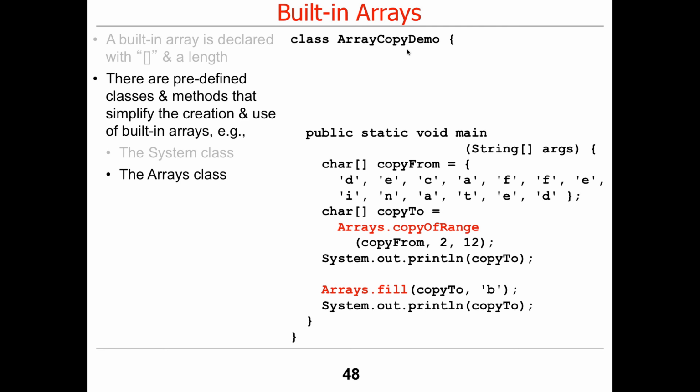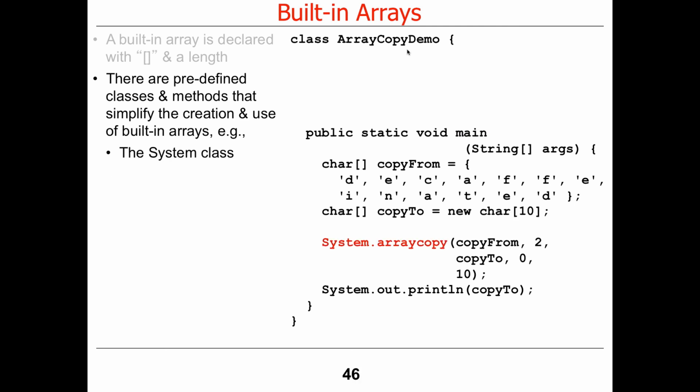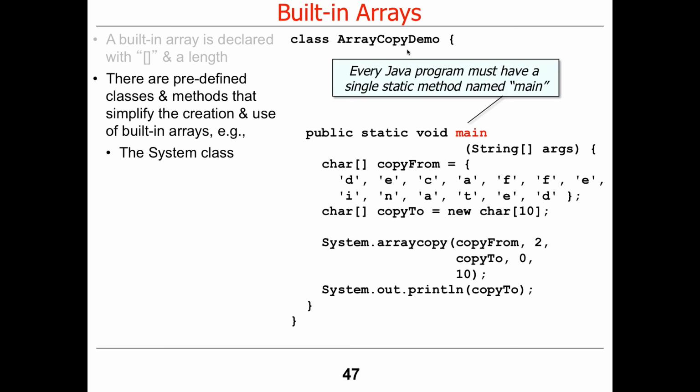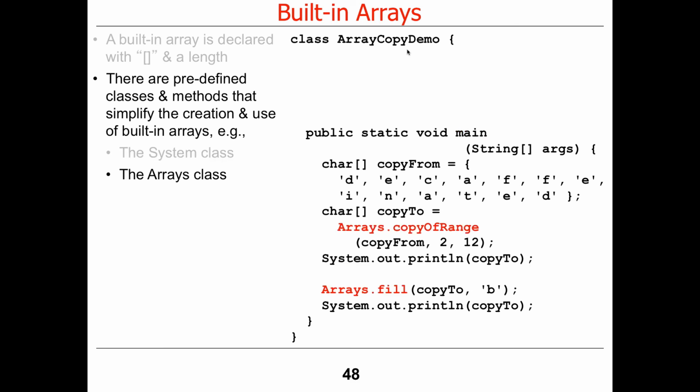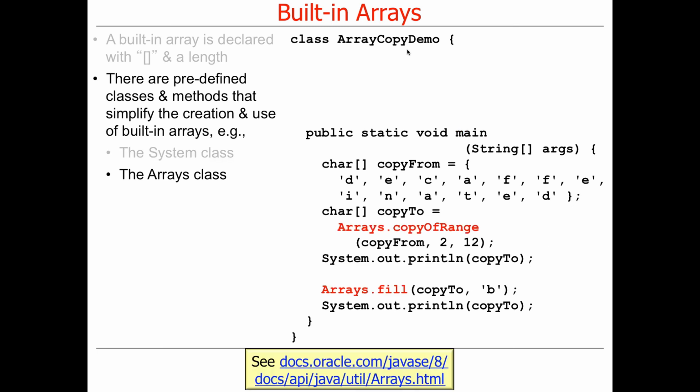Here's another way to do this. This is just a different way. This is using the arraycopy method that's defined in the System class. There's also an Arrays class, which you can read about here. And there's a bunch of useful methods like copyOfRange, which is just a more succinct way of being able to copy from this array starting at location 2 and copying the appropriate number of characters or up to this location at the end.